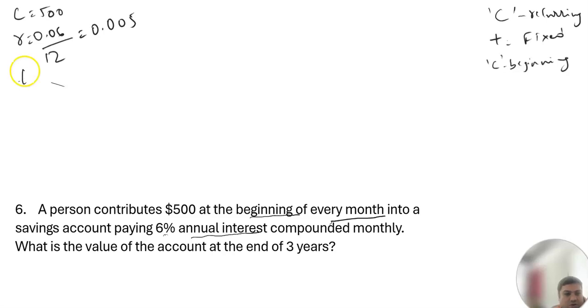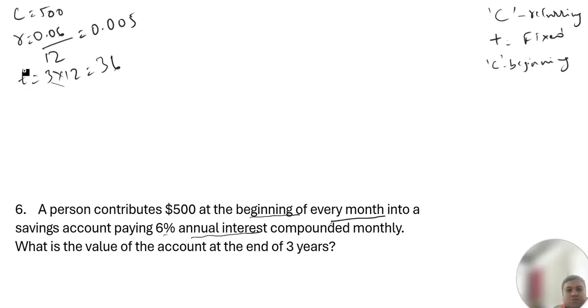The same way, do it for T. So T is 3 into 12. 3 into 12, 36. Alright, 3 into 12, 36.